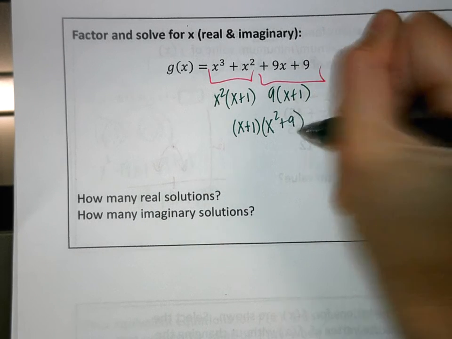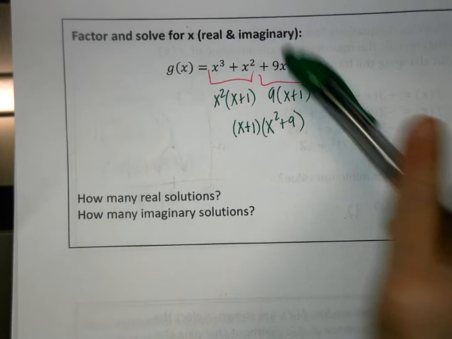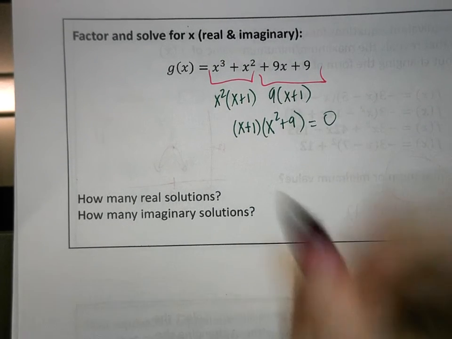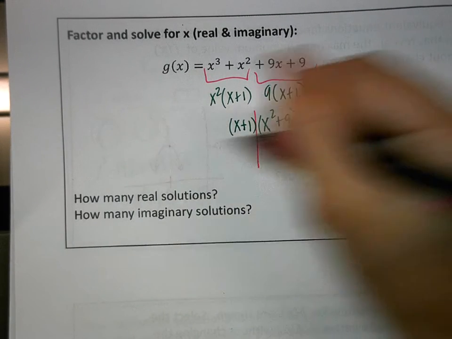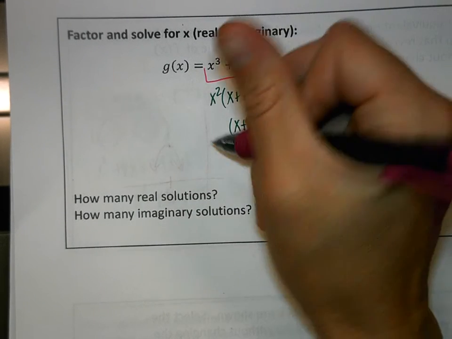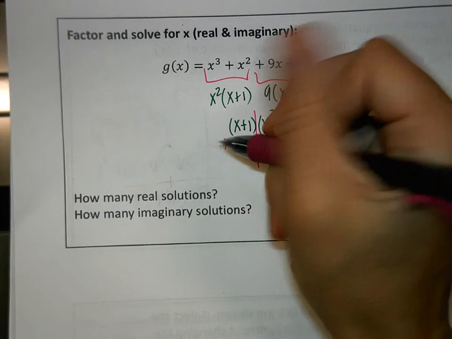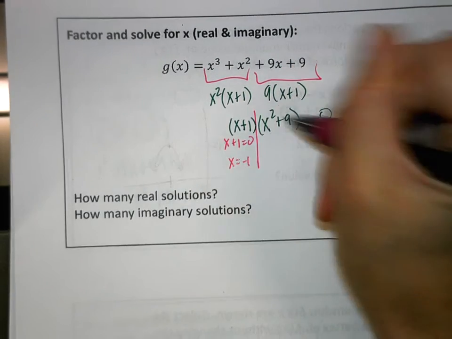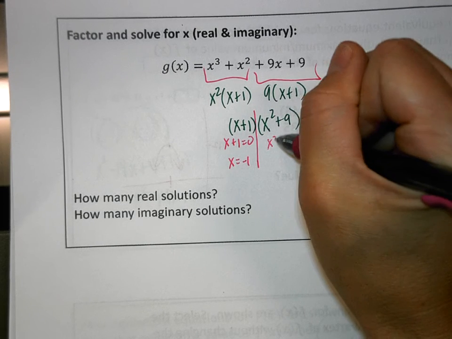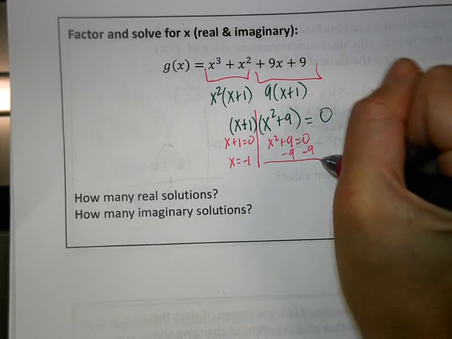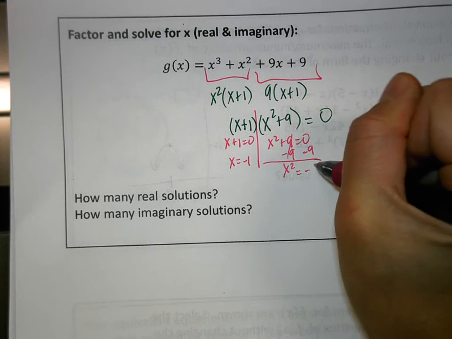Okay? Now, once you factor this, when they want us to solve for x, that means we're setting all of this equal to 0, which means you are setting each of these factors equal to 0. So when I set x plus 1 equal to 0, what answer do I get for x? -1. When you set this equal to 0, x squared plus 9 equals 0, what do we do to solve that? Subtract 9. X squared equals -9, and then what would you do?